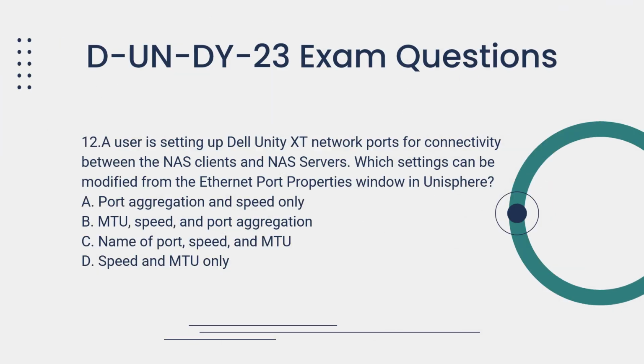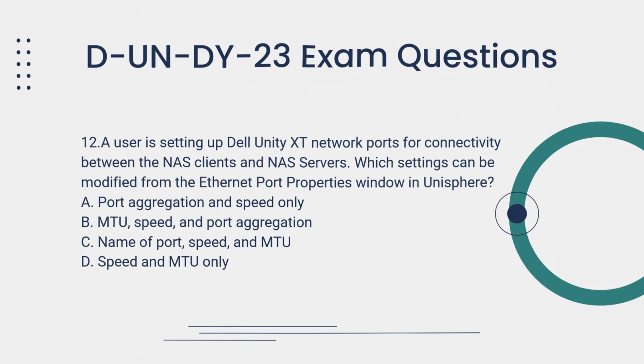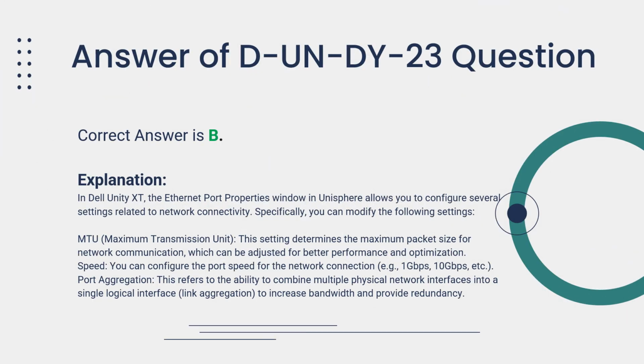A user is setting up Dell Unity XT network ports for connectivity between the NAS clients and NAS servers. Which settings can be modified from the Ethernet port properties window in UnityVSA? A. Port aggregation and speed only. B. MTU, speed, and port aggregation. C. Name of port, speed, and MTU. D. Speed and MTU only. Correct answer is B.